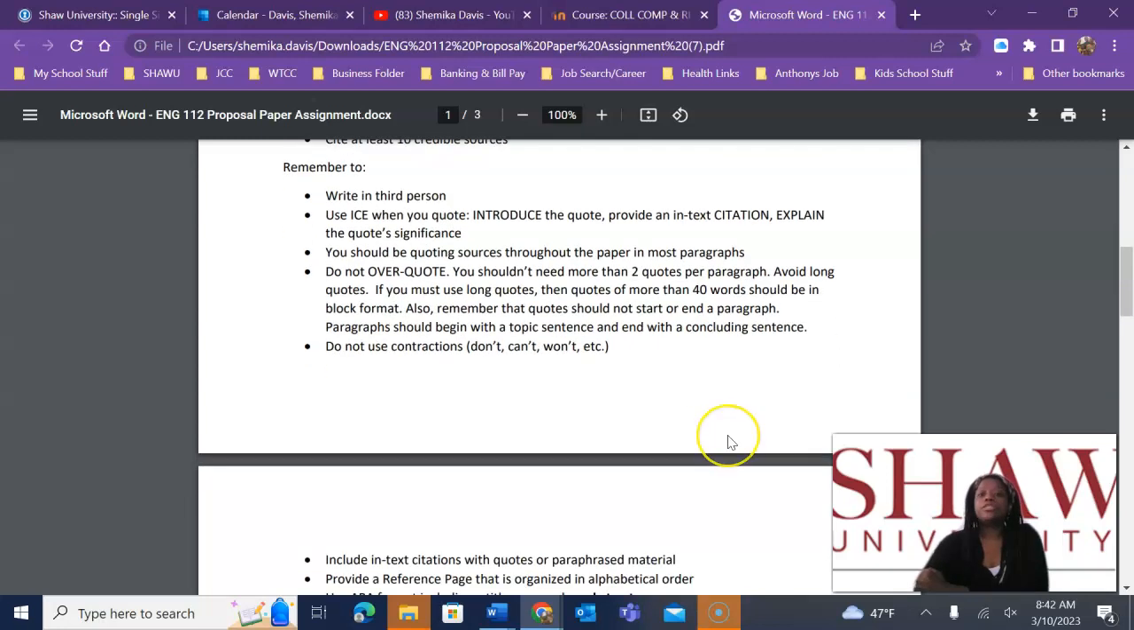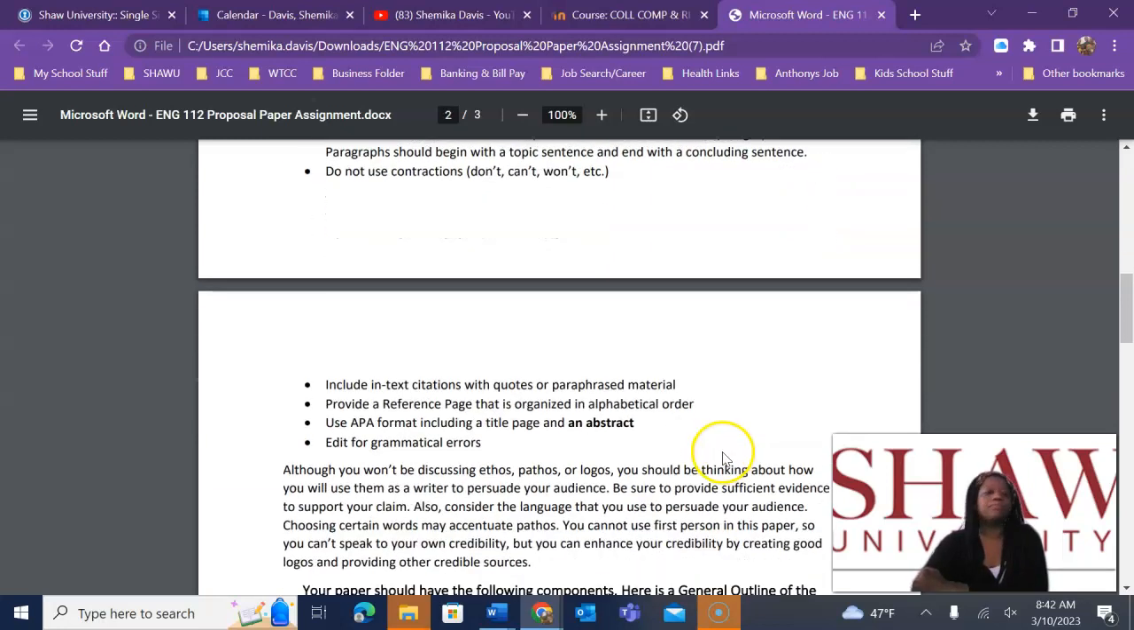We do not want to use contractions. My seated courses know, I talk about this a lot. We do not want to use contractions. You cannot. This is formal academic writing. We are using academic language. You guys are in college. We cannot use that type of language, okay?